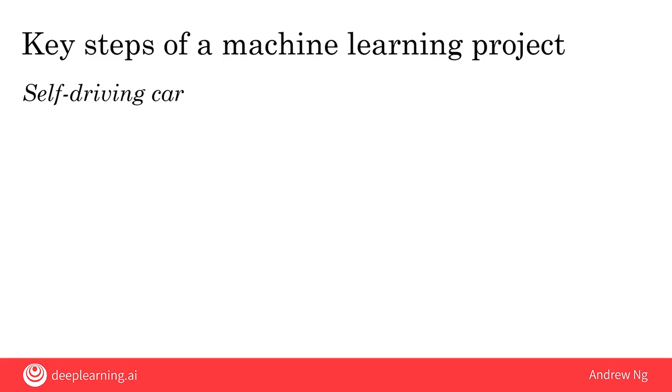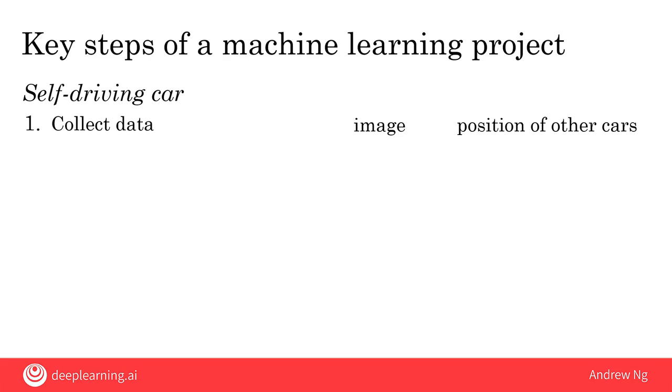Hopefully you remember from the last slide that the first step was to collect data. So if your goal is to have a machine learning algorithm that can take as input an image and output the position of other cars, the data you would need to collect would be both images as well as position of other cars that you want the AI system to output.